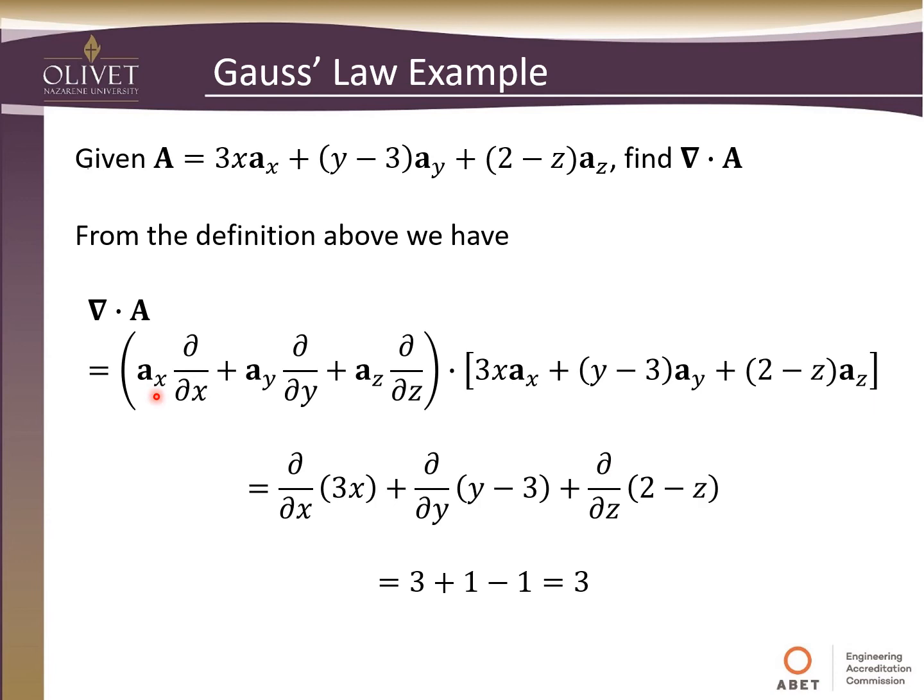When we do, the Ax tells us that we're just taking the partial with respect to x of this part, the partial with respect to y of just this part because of the Ay, and the partial with respect to z of just this part. So that's what we're doing here. The partial of this is 3, partial of this is 1, and then the partial with respect to z here is -1. We add those together. 3 plus 1 minus 1 is equal to 3. So therefore we can say that the divergence of this vector A is 3.